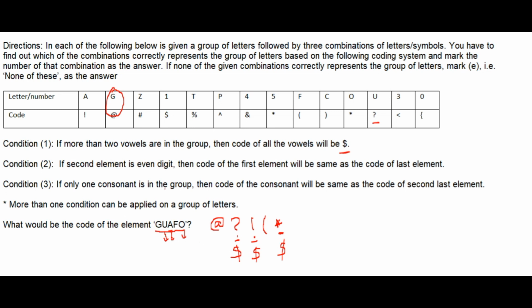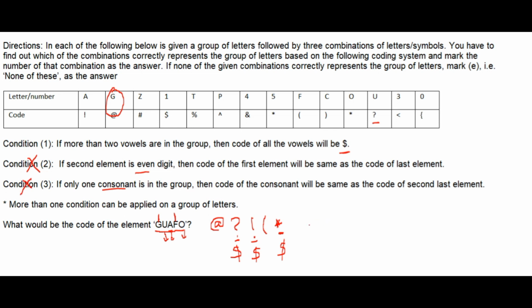Now what is the code of, now second condition, if the second element is an even digit? No, the second element is not an even digit, so it will not be applied here. Now condition 3, if only one consonant is in the group, yes or no? No, there are two consonants. Which ones? This one and this one. There are two consonants in the group, so condition 3 will also not apply here.